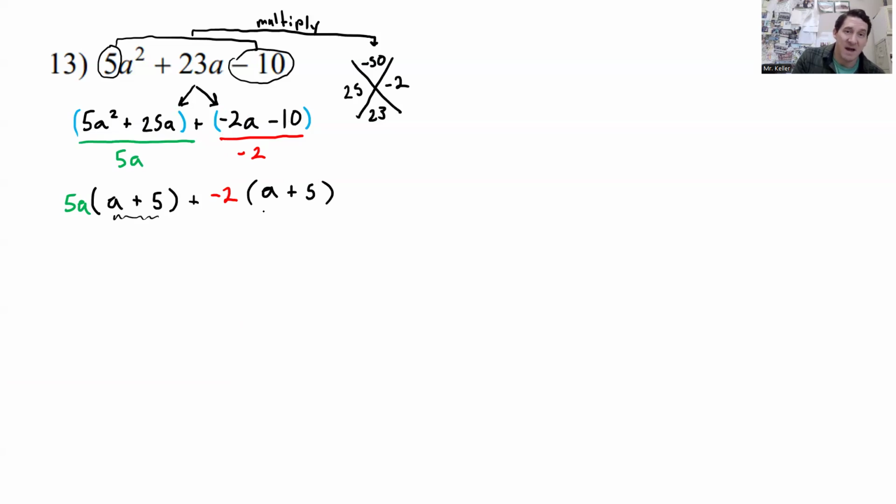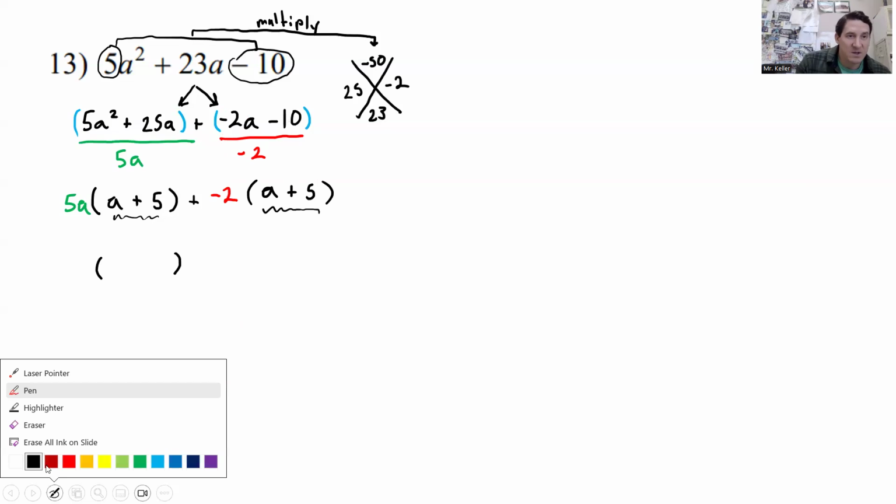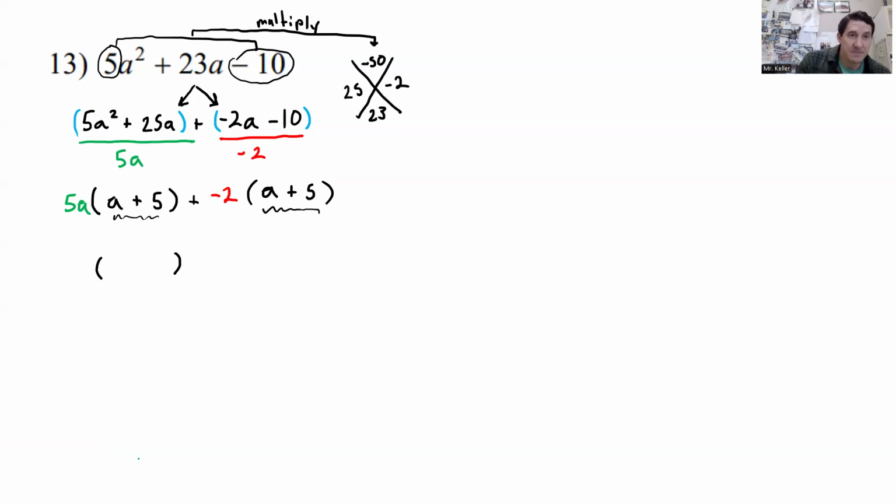Again, notice we have identical factors here, so we did our grouping correctly. So we can move on to the regrouping into the final factors. The first factor is the GCFs grouped together, so 5a minus 2. And then we have the a plus 5.